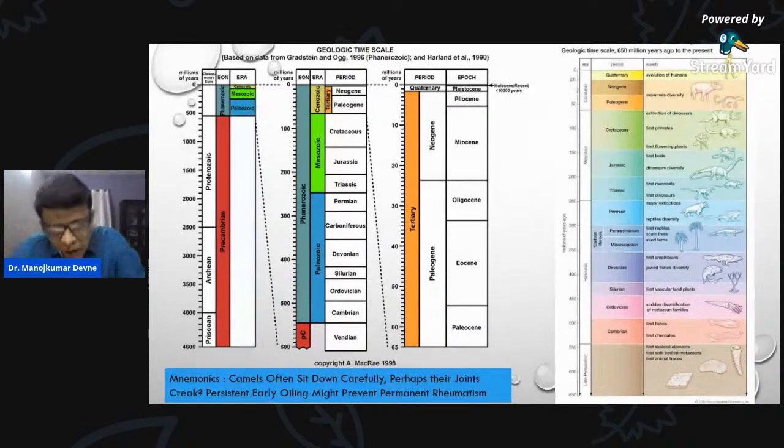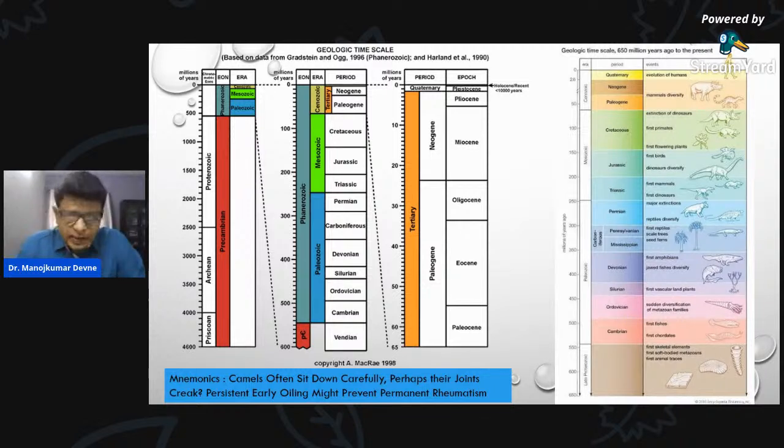I came across this much later, when I had started teaching in colleges: the whole of the geological time scale, in the sense of large-scale life, can be abbreviated into a very interesting sentence. And how does it go? Camels often sit down carefully, as if camels are old. Camels often sit down carefully. Perhaps their joints creak. The joints creak, in the sense that it pains, let us say.